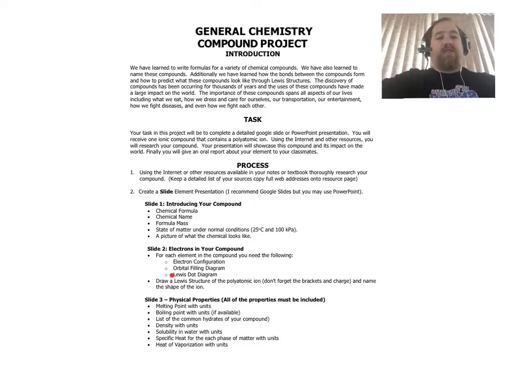And finally, the Lewis dot diagram, where you look at just the S and P electrons from the orbital filling diagram, and you put those dots around the symbol. And finally, draw a Lewis structure for the polyatomic ion. That is something we did right near the beginning of this distance learning stuff.